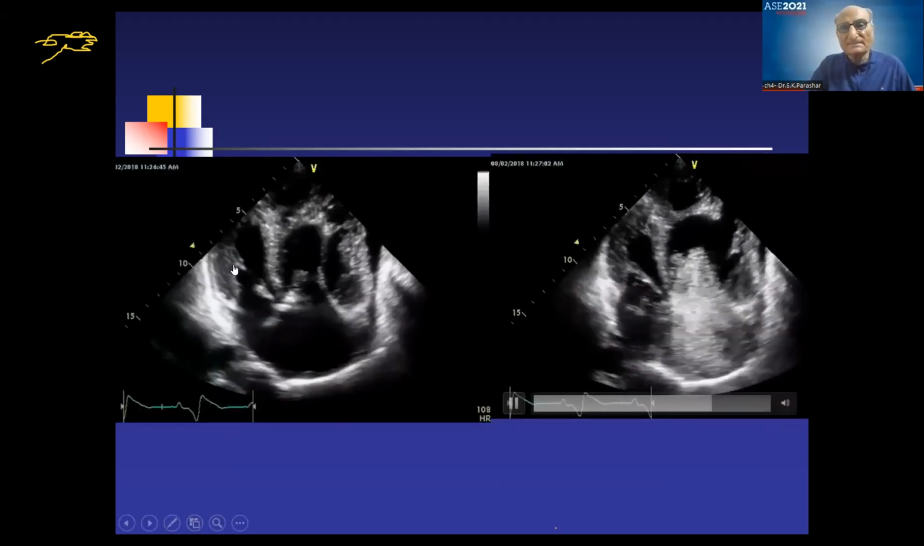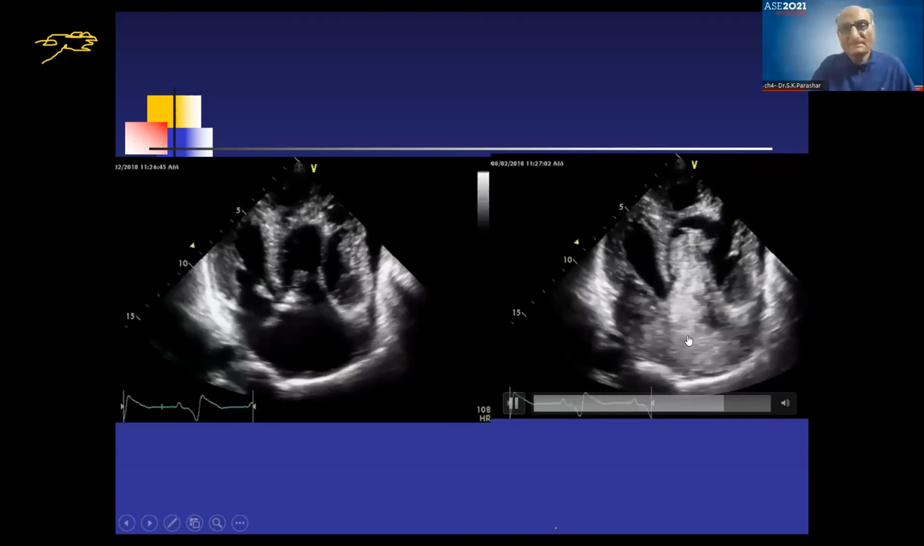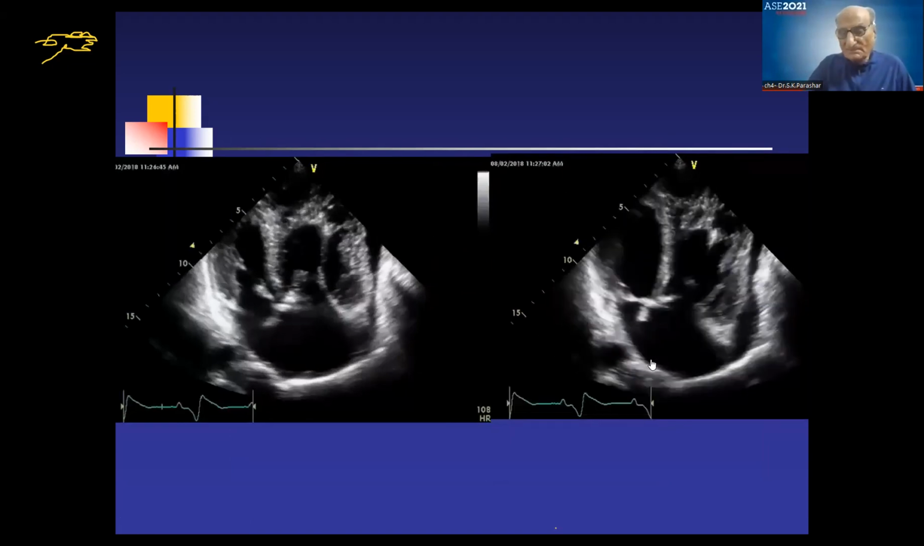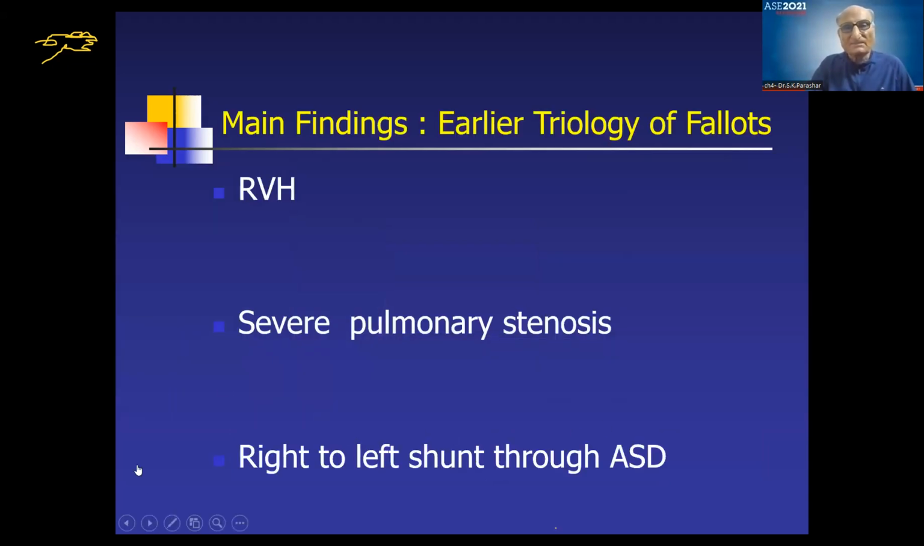and then you see there is an atrial septal defect. So what this patient had was RVH, severe pulmonary stenosis, and right to left shunt through an ASD. Earlier it was known as the trilogy of Fallot. Trilogy means three things, but now it is known as severe pulmonary stenosis with right to left shunt either through an ASD or through a PFO.